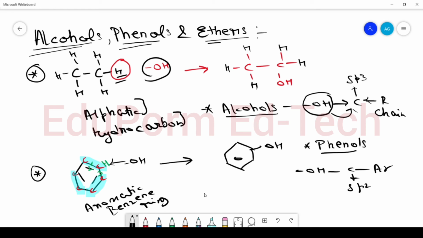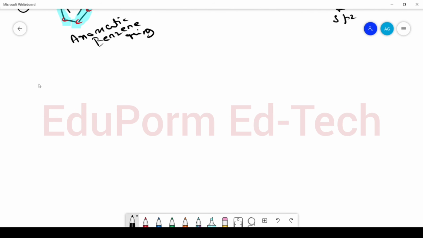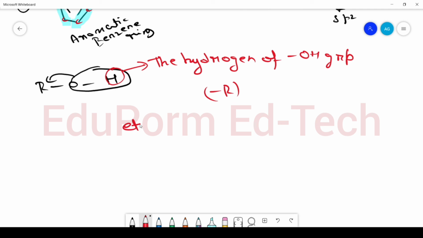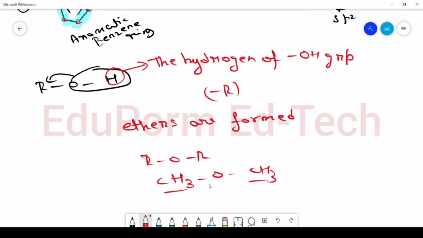Now let us understand what are ethers. So this is our alcohol in which an OH bond, that means hydroxyl group, is attached to a carbon chain. So if this hydrogen of the hydroxyl group is replaced by a carbon chain, then ethers are formed. For example, we have ROR, CH3OCH3. So this is an example of ether. Okay, so this is the basic introduction of alcohol, phenol and ether.